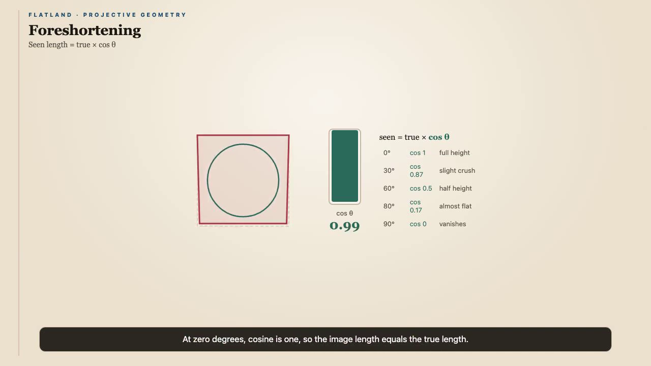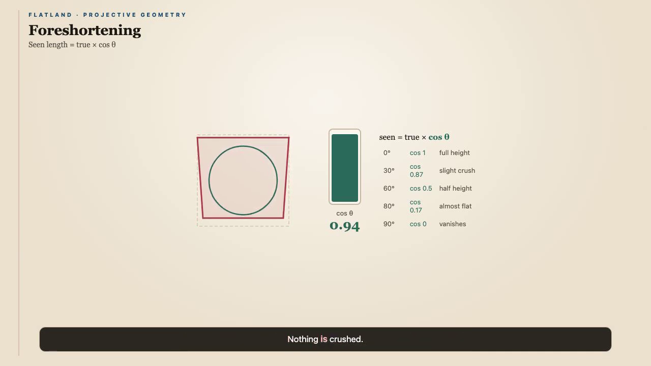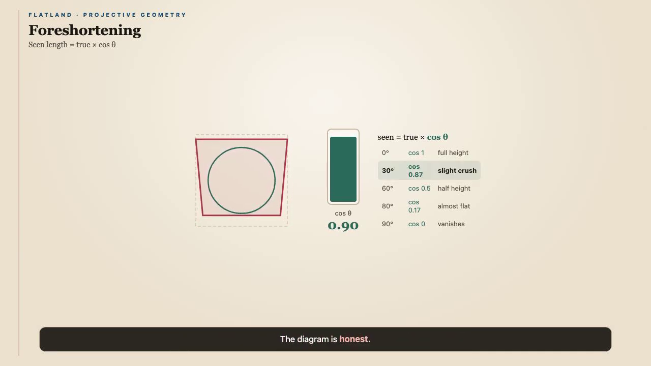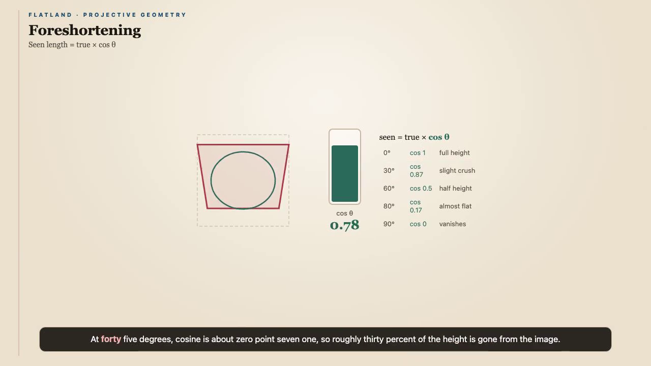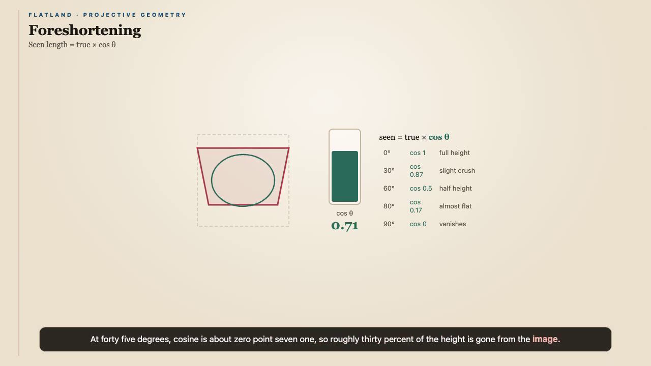At 0 degrees, cosine is 1, so the image length equals the true length. Nothing is crushed. The diagram is honest. At 30 degrees, cosine is about 0.87, so the segment looks a little shorter. You still recognize the figure, but vertical extents have already begun to compress. At 45 degrees, cosine is about 0.71, so roughly 30% of the height is gone from the image.